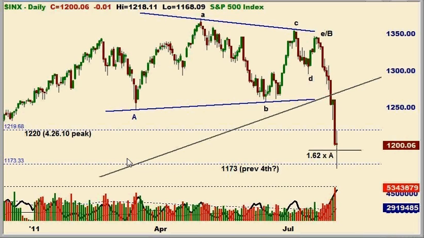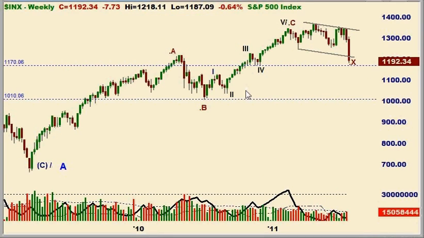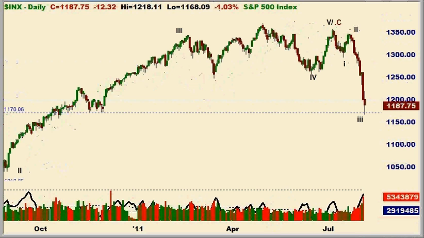Also, you'll notice that we bottomed just below the 1173 area. 1173, if you look at this count, is the previous fourth wave of one lesser degree. We've got our A up, B down, 1, 2, 3, small wave forward with a low again around 1173. That coincides pretty well with our low today. Our low today, I believe, was 1168.